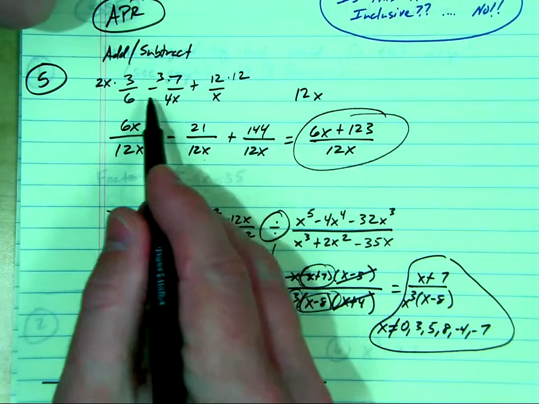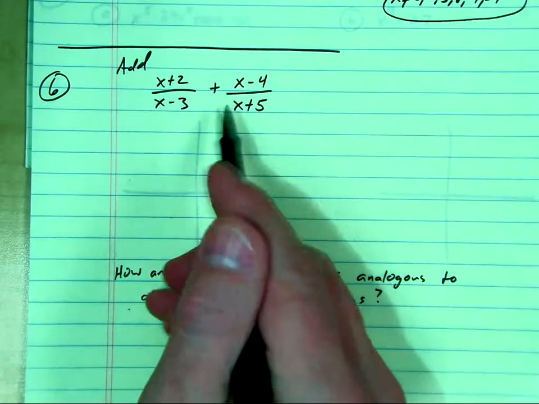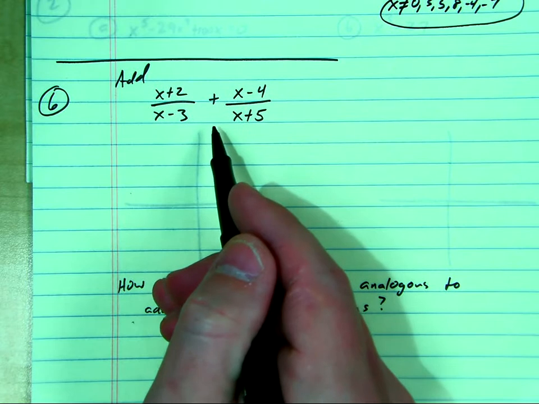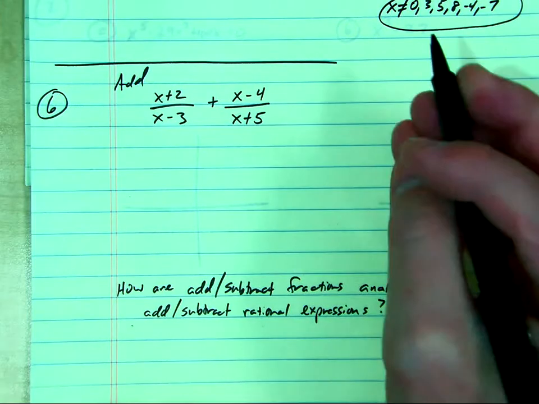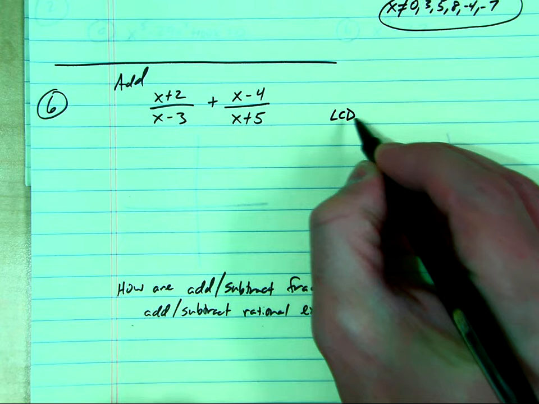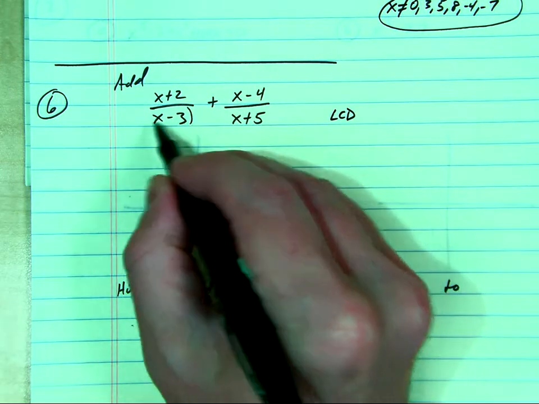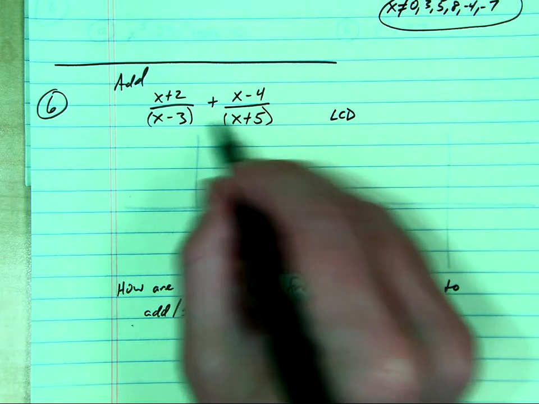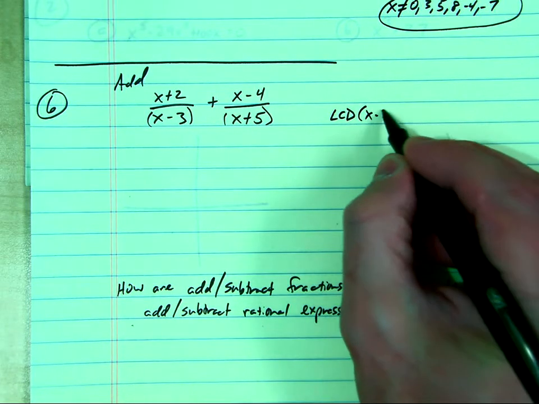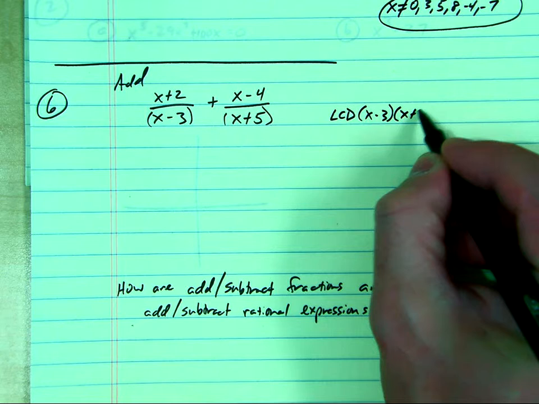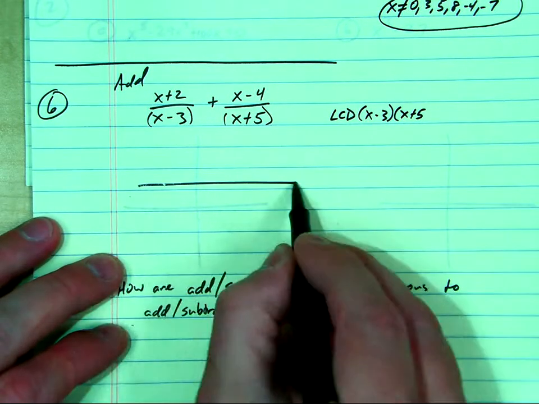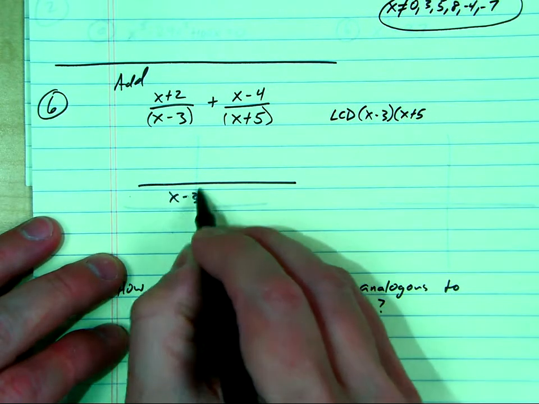Hey, same thing we did up here for adding, subtracting. These are simple. These are more complex. What do I have to do to add these expressions together? What's going to be the LCD? Anybody? X minus 3 and x plus 5. Those are the two factors all the way simplified. So that is my LCD. So let's write that down here as my LCD, just like this.